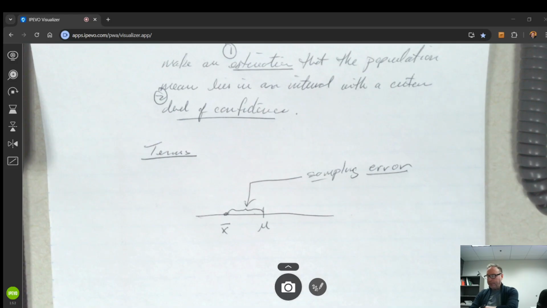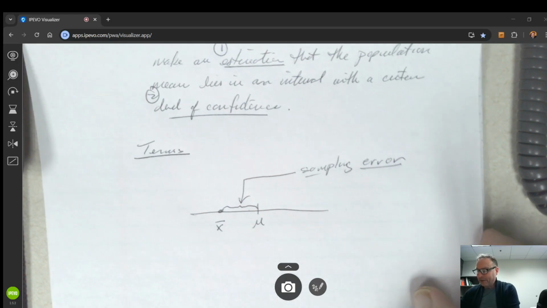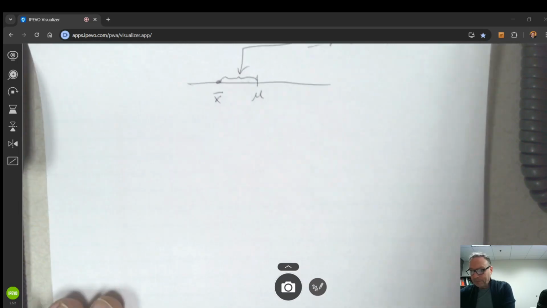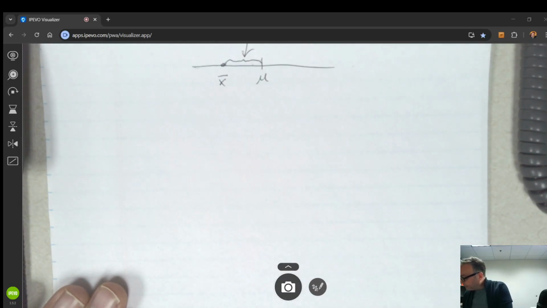So do I know what the sampling error is? Well, if I knew what this value was to get this distance, I wouldn't have to do this to begin with. So I don't actually know the magnitude of the sampling error. Okay. What else do I need to know?